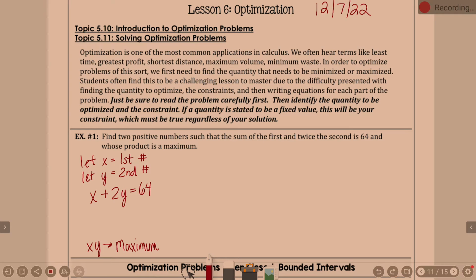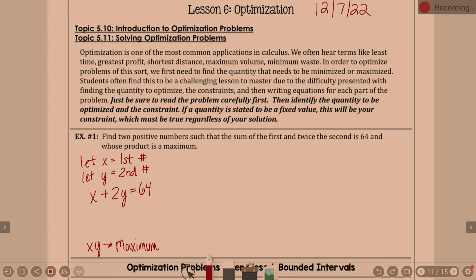You usually have two equations here. We're trying to maximize this product, yes? So this is the equation we're going to do derivatives with. However, we don't want it in terms of two variables. So kind of like related rates, you're sometimes trying to get it down to one variable. And that's what we're going to do here. This x plus 2y equals 64 is probably our secondary equation here, that if we solve this for one of the variables, we can then plug it into the other equation.